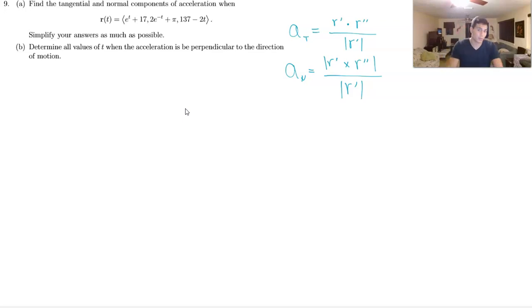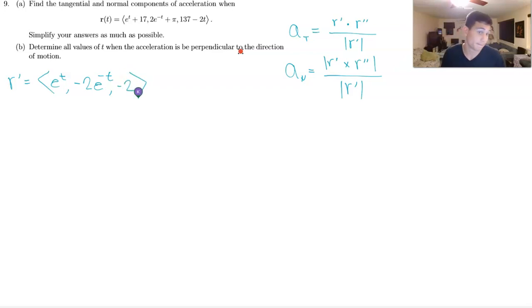So, let's just start by finding r prime. When I say r prime, that's r prime of t, right? I think everyone knows that by now. But let's just take the time derivative of this to find r prime. What do we get? We get e to the t, comma, then negative 2e to the negative t, and then comma, negative 2.